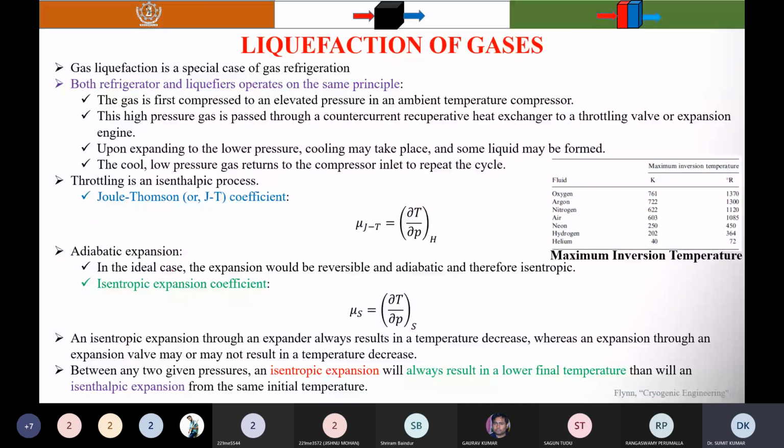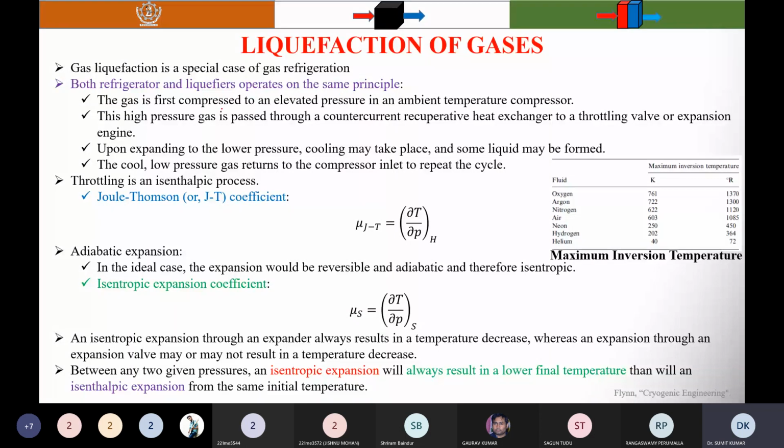Here is the liquefaction of the gases. Okay. So gas liquefaction is a special case of gas refrigeration. If you remember, both refrigerators and liquefiers operate on the same principles. What is the same principle?